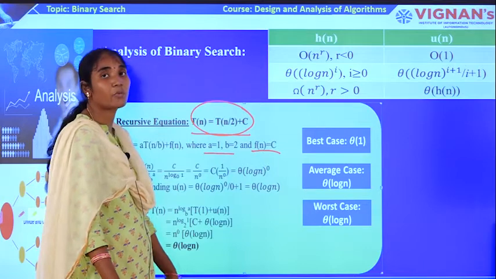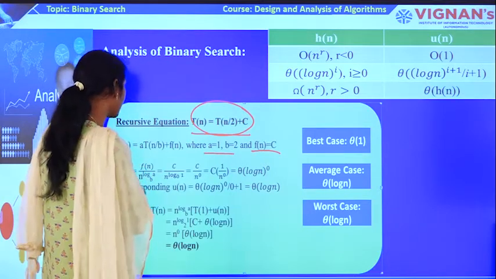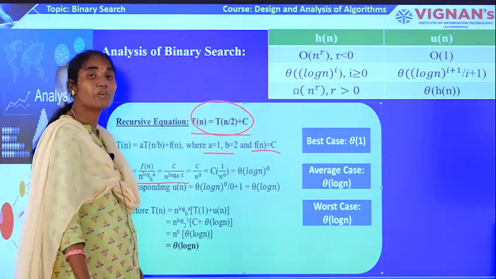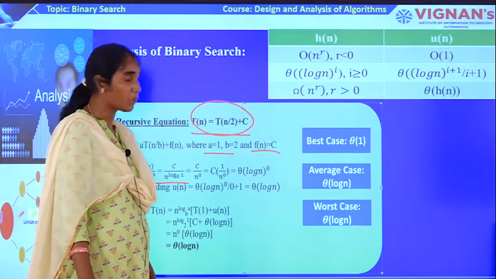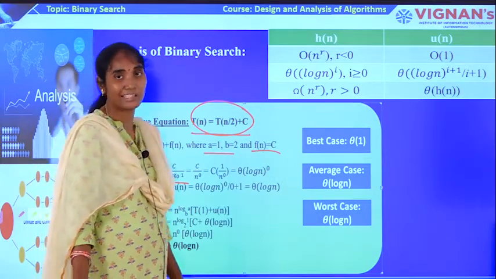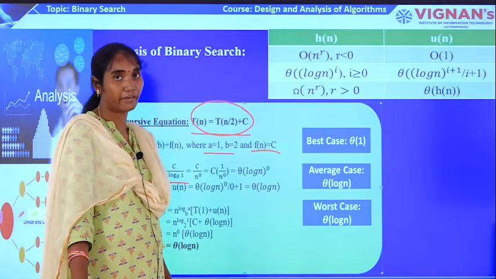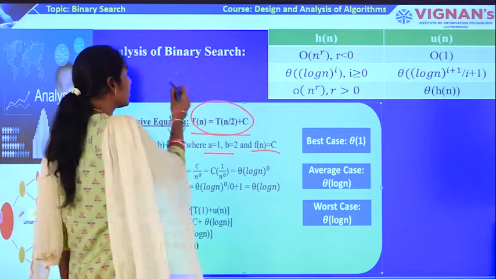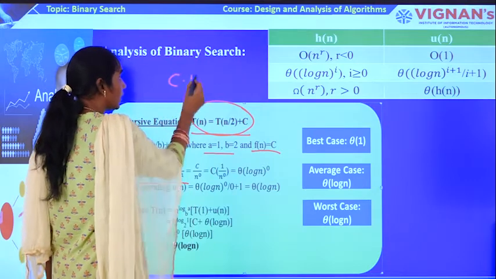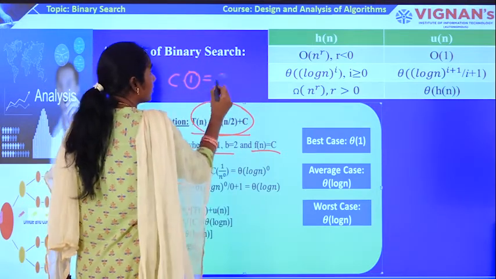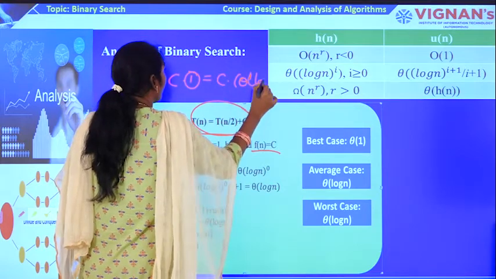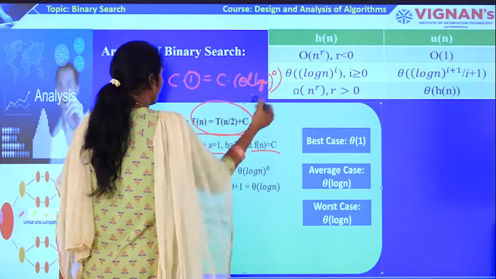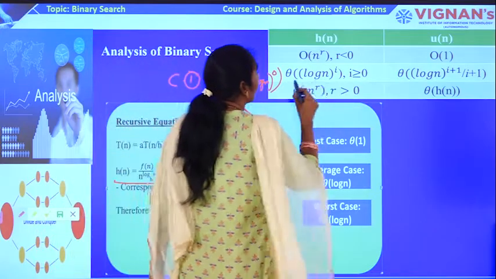So h of n, according to Master's theorem, is equal to f of n by n to the power of log a to the base b. That is C by n to the power of log 1 to the base 2. So that can be written as C. Anything to the power of 0 is 1, right? So that is C into 1. So that 1 has to be rewritten as C into theta of (log n) whole to the power of 0. So now this we will compare with this.